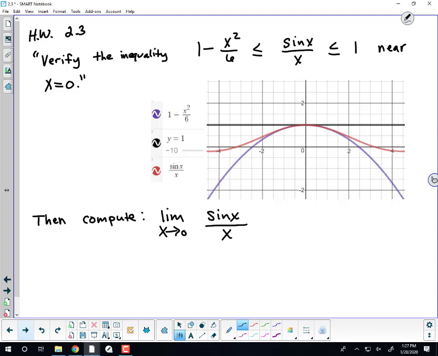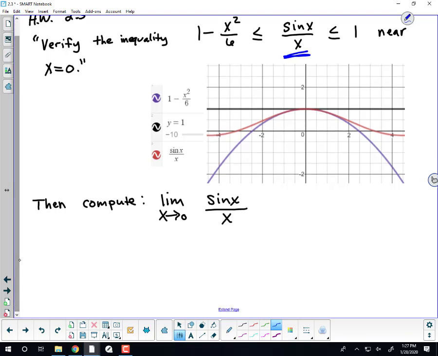Then once you verify that this inequality is true near x equals 0, we're going to compute the limit as x approaches 0 for this function. Notice that it's the function that's in the middle, so we're just going to compute the limit of all three pieces, and hopefully the limits on the two ends are the same. So computing this limit, we would use the inequality.